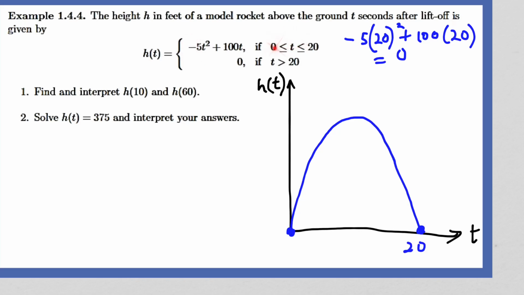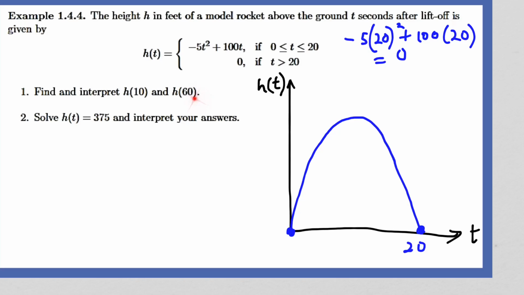if time is between 0 and 20 seconds. All right, and h of t, the height of the rocket, is 0 if t is greater than 20. So that must mean it's on the ground, t and thereafter. Okay, so we're asked to find and interpret h at 10 seconds and h at 60 seconds.